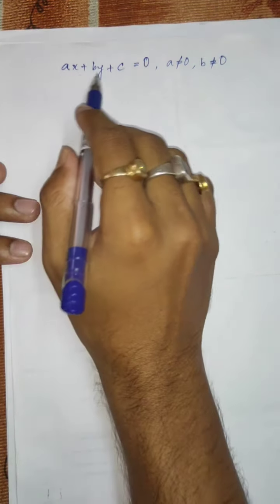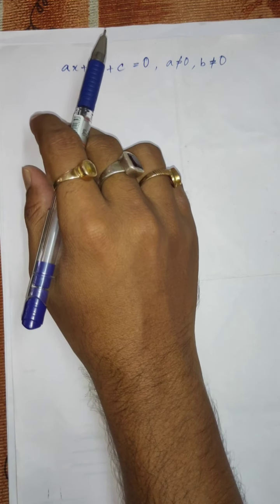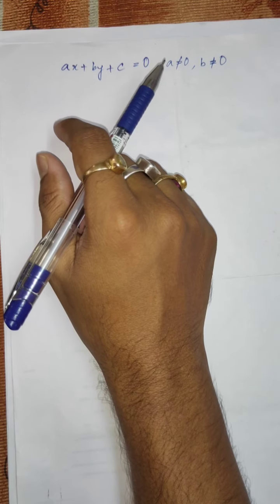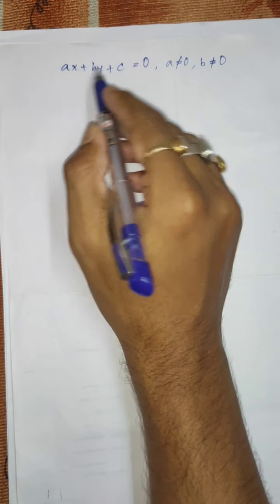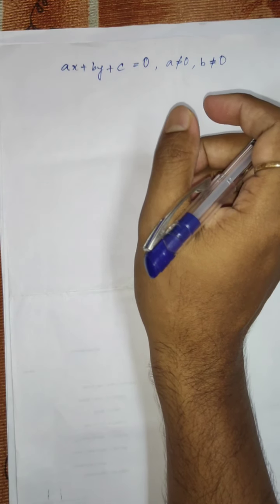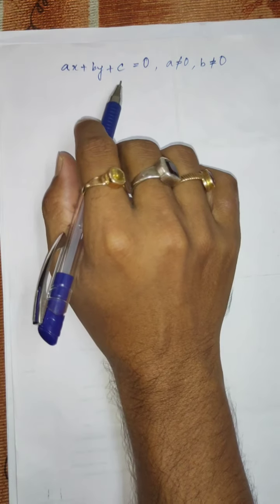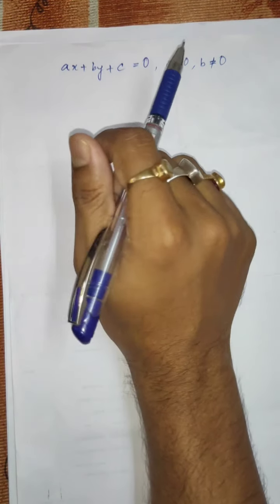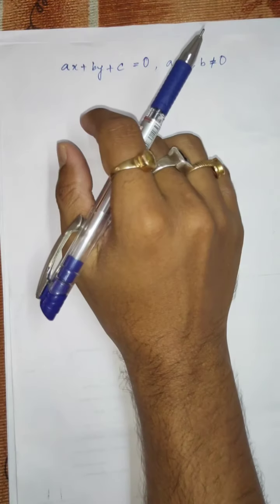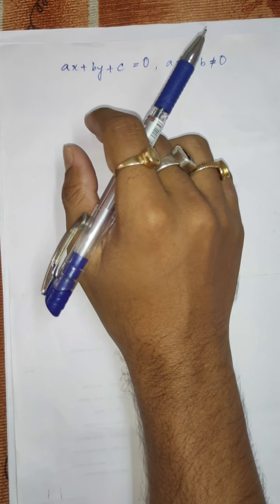See, there are two variables. You have already learned in the polynomials about variables, coefficients, constants, etc. So there are two variables x and y. A is the coefficient of x and b is the coefficient of y, and a, b, c are real numbers, where c is the constant in this equation. And see, a and b both cannot be 0 for the linear equation in two variables.